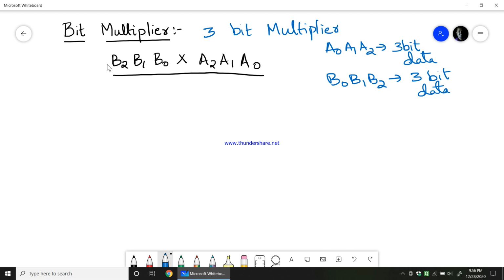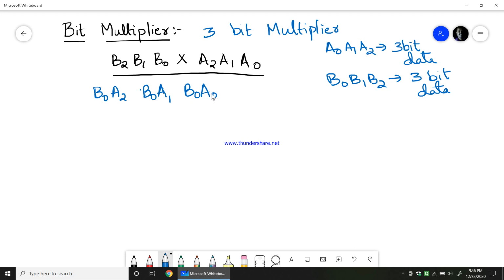So for that we'll write it in this way: B2, B1, B0 multiplied by A2, A1, A0. So what happens here is A0, A1, A2 will first multiply with B0, then A0, A1, A2 will be multiplied with B1, then A0, A1, A2 will be multiplied with B2. Therefore A0B0, A1B0, and then A2B0. This is the first layer.